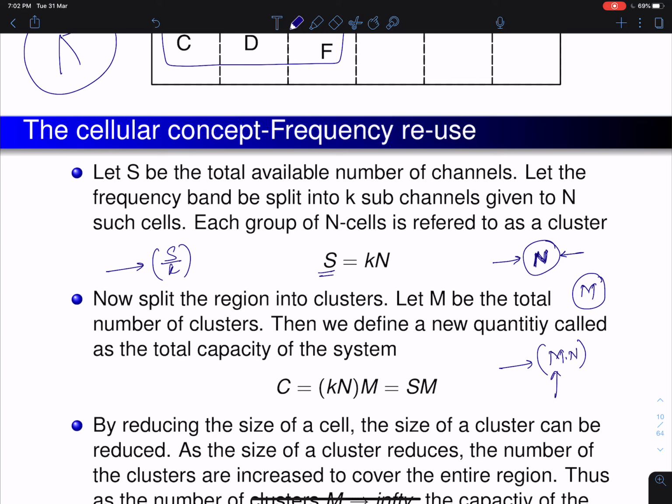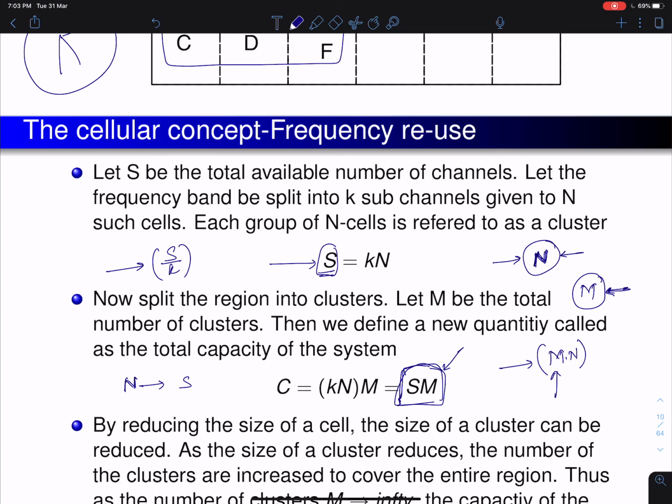Now if you recall, each cluster uses S channels, because I'm taking S channels and dividing them within a cluster. Each cluster uses S channels, and there are m such clusters. So if m is the number of clusters, I'm going to reuse the frequency m times. The total number of users that I can support in this example will be simply S into m, because in the n cells I can support S users, because I have S channels simultaneously.